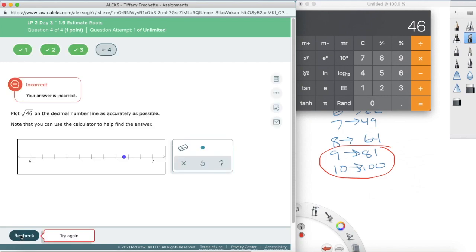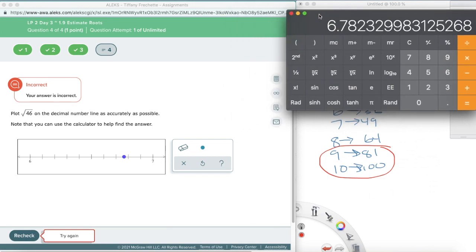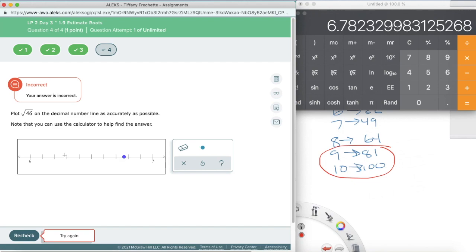It didn't like it. 46, square root. Let's see, what did it not like about it? Did I not go far enough? 1, 2, 3, 6, 7. On the decimal lines. Did it want it even closer? This guy's just being terribly picky. There we go. I wanted it even closer.